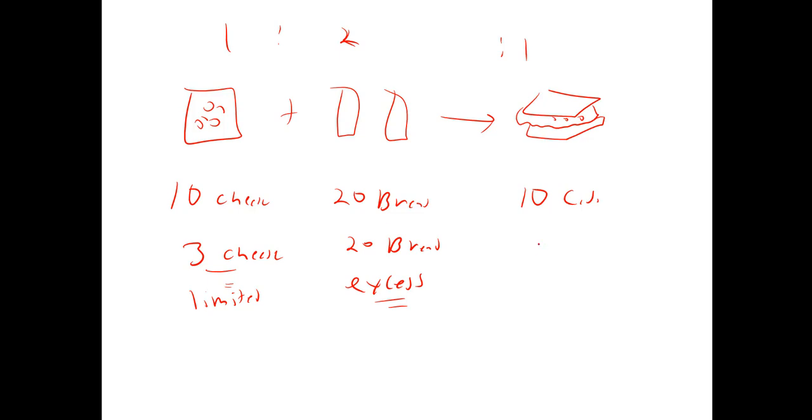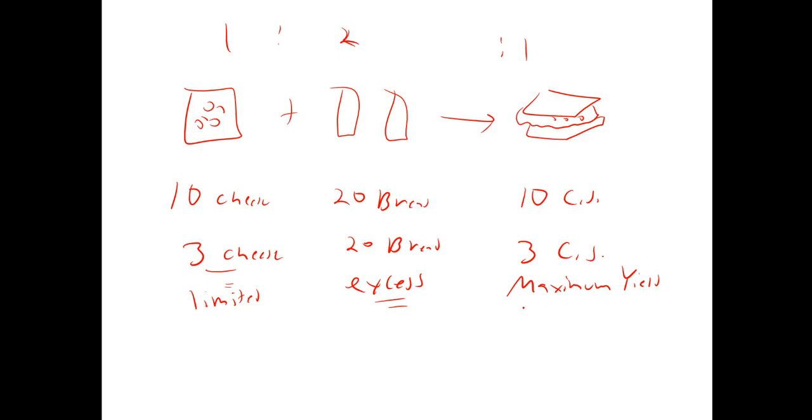So the maximum cheese sandwiches I could make is 3 cheese sandwiches. I'd run out of cheese by then, even though I'd have an excess amount of bread. So this is the maximum yield that I can make. I cannot make more cheese sandwiches unless I get more cheese.